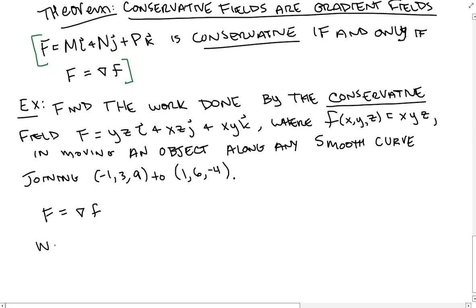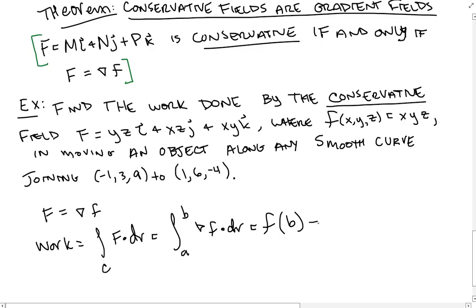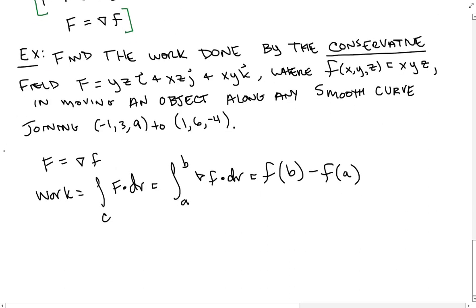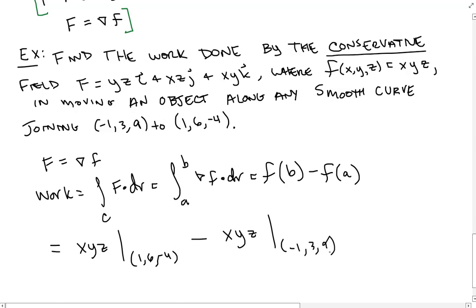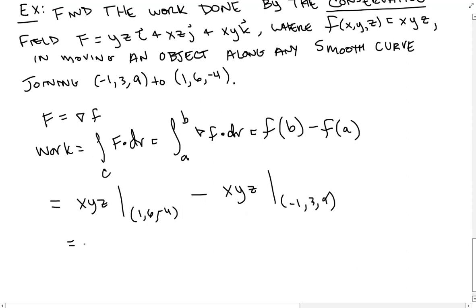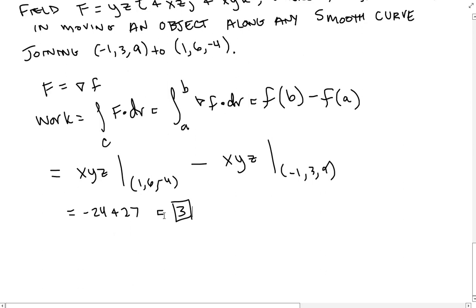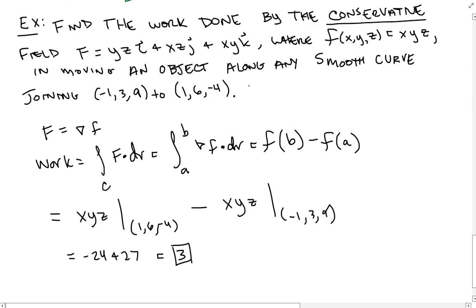Because that's true, the work is very similar to the last problem. Our integral for work, F dot dr, just becomes the integral from A to B of the gradient of f dotted with dr, which is just our function evaluated at the ending point minus the function evaluated at the starting point. In this case our function is xyz, evaluated at (1, 6, -4), minus the function evaluated at the starting point (-1, 3, 9). So just plug those in. It's just the product, x times y times z. And so that's going to be -24 plus 27. Final answer, 3. So that's nice and easy to compute with our fundamental theorem of line integrals, because we're told that this is conservative and we were given the field and the function f.